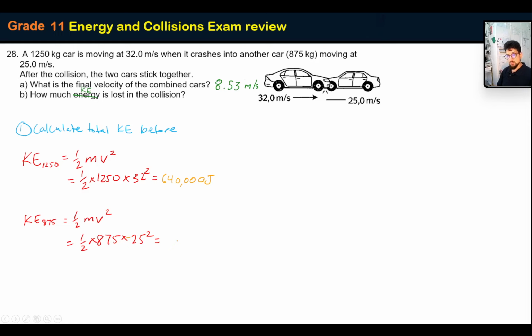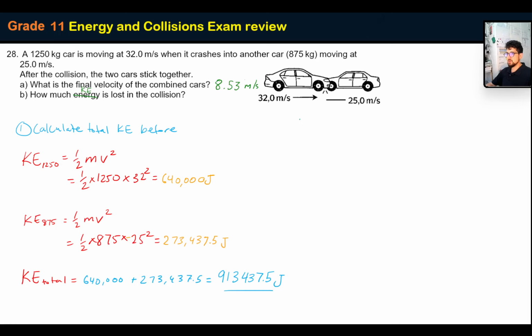So half times 875 times 25 squared is going to equal 273,437.5 joules. So the total energy before is going to equal KE total, which is the addition of both of these. Okay, so I'm going to use blue this time. 640,000 plus 273,437.5, and that's going to equal 913,437.5 joules. Okay, that's the total energy before. We've just worked it out.